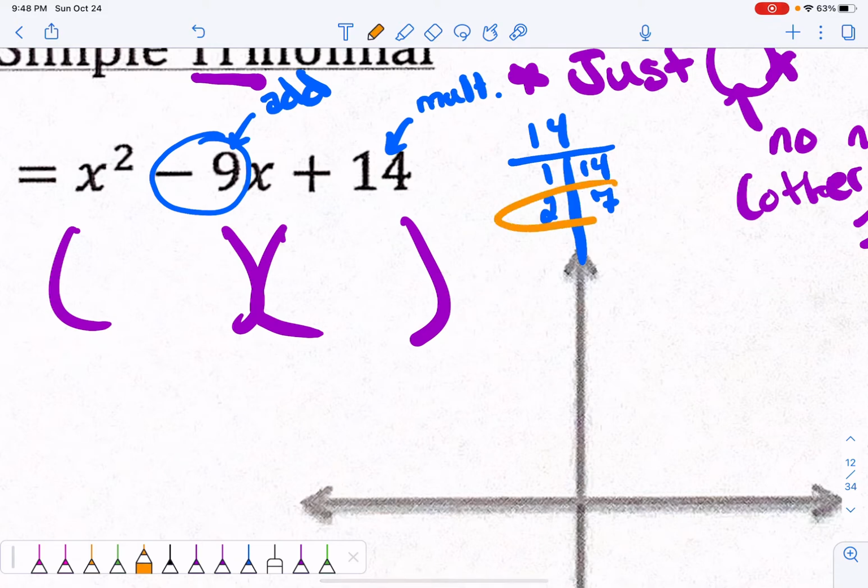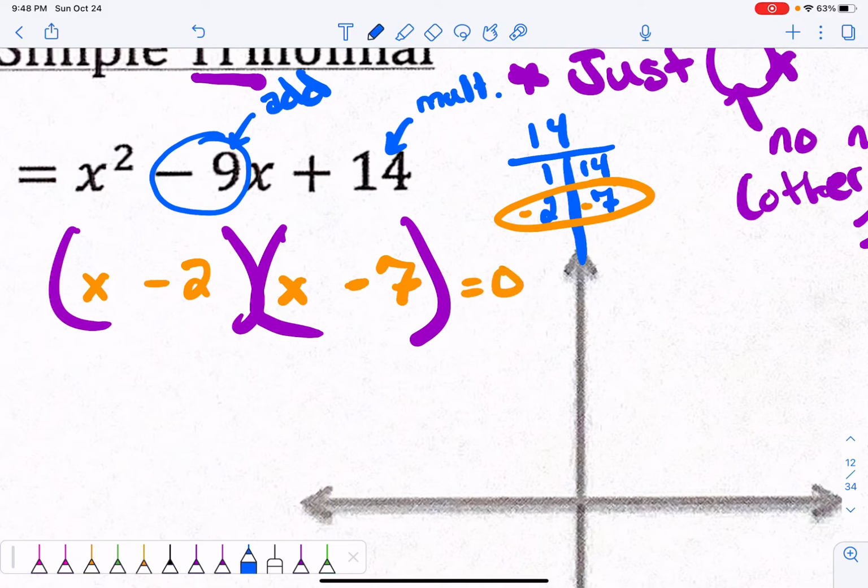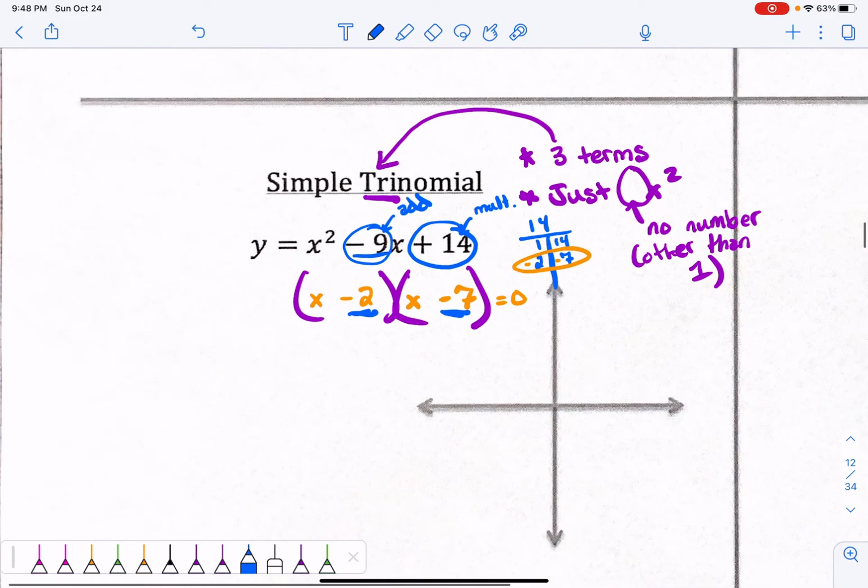Well, it will be 2 and 7, except I need to have a -2 and a -7 in order to make -9 when I add them. So that's all I have to do, except I have to write it as x minus 2 and x minus 7, to be those 2 bubbles. And that's factoring down my simple trinomial. You can check your answer really quick: does -2 times -7 give you +14, and -2 minus 7 give you -9? Yep, it does, so we're good to go. And then we just set them equal to 0.